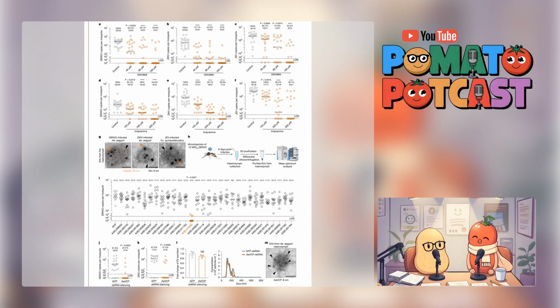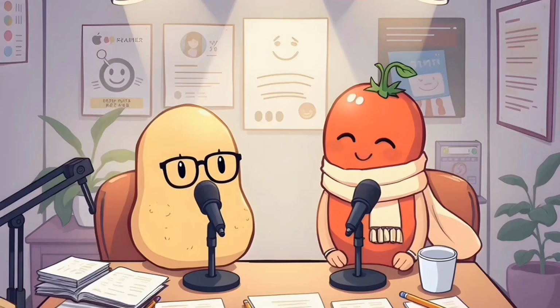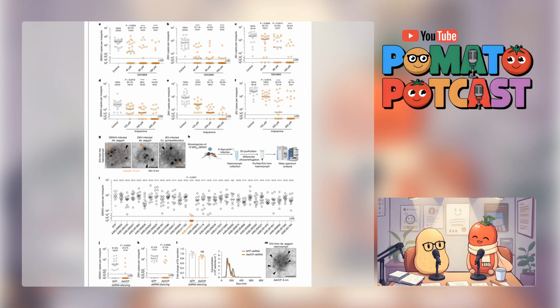But they went further to prove it using chemical inhibitors like GW4869. Oh, I looked into GW4869. It doesn't even target the virus at all, does it? No, not at all. It targets a specific mosquito enzyme called neutral sphingomyelinase, which the cells need to generate ceramides. And without those ceramides, the mosquito cell membranes physically can't curve inward to form and release those EV bubbles, right? You've got it. So by injecting GW4869, the researchers effectively shut down the mosquito's internal delivery fleet.